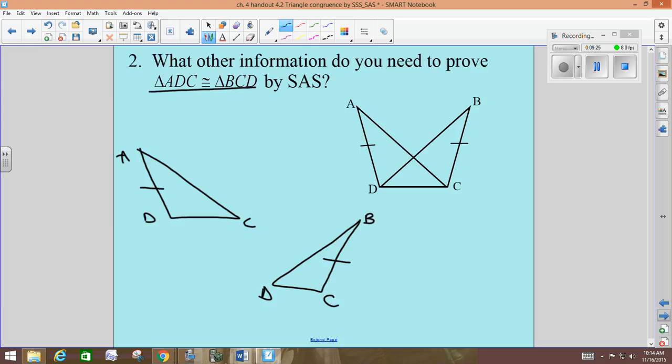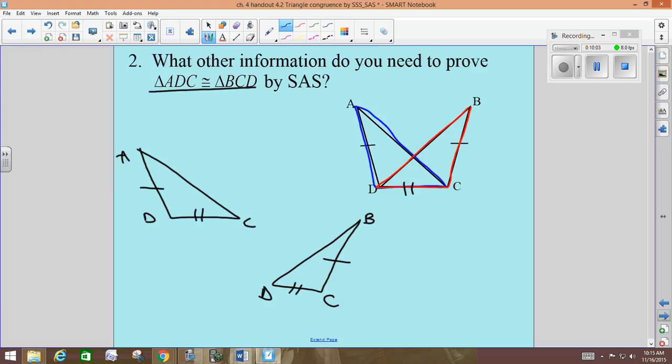Do we need that, or do we know that? DC congruent to DC. Wouldn't we know that? Yeah, because it's the same segment. If you look at the overlapping picture, triangle ADC and triangle BCD overlap along segment DC. They both use it. It's the same thing. So we know that DC is congruent to itself. We know that. But then what do I need to prove that the triangles are congruent by side, angle, side?